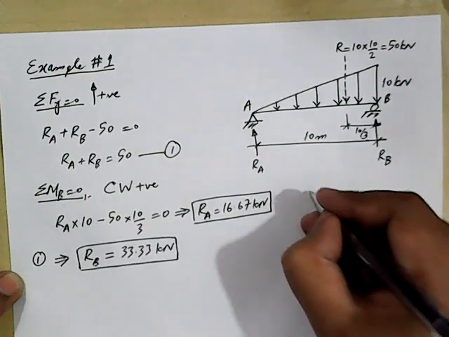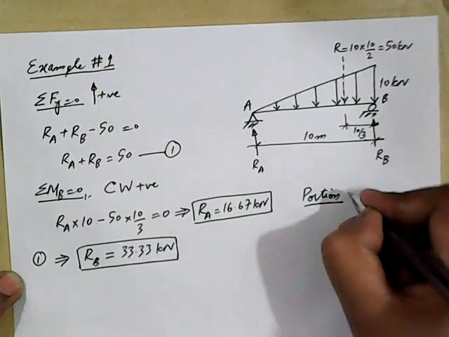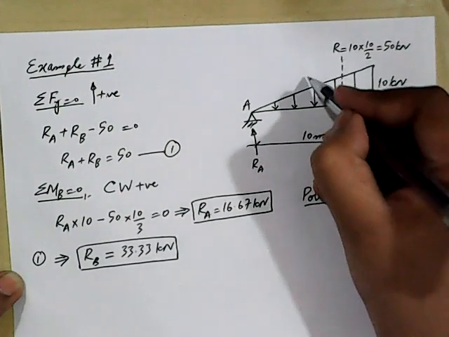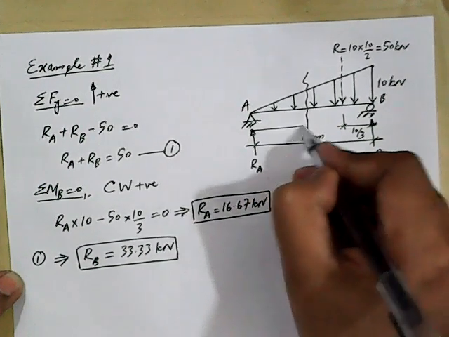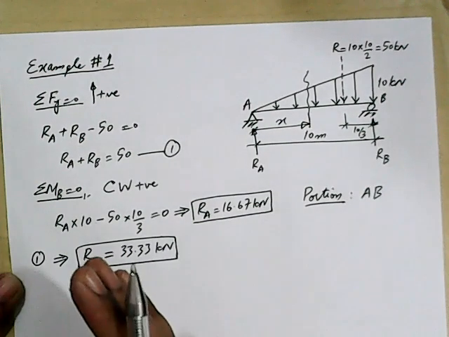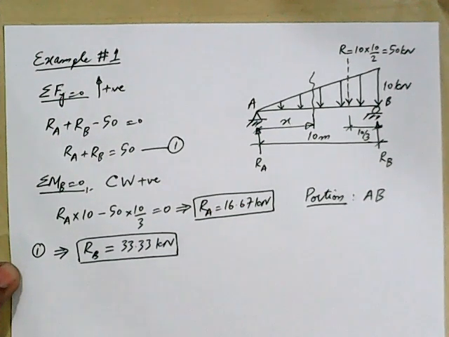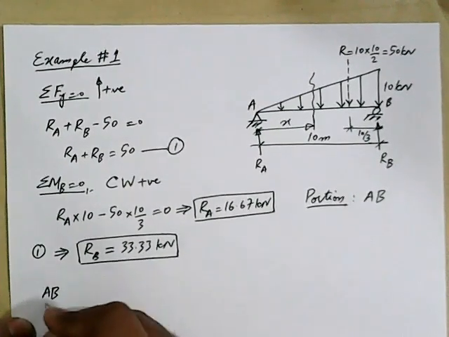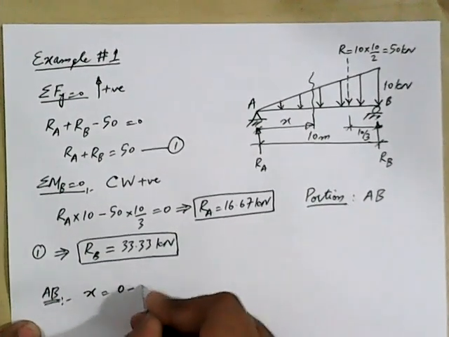So in this case there will be only one portion, AB, and we will consider one section in this portion at a distance x from the support, because our convention is we always move from left to right. That's the convention that we are following. So let's consider portion AB, and the value of x will vary from 0 to 10 meters.